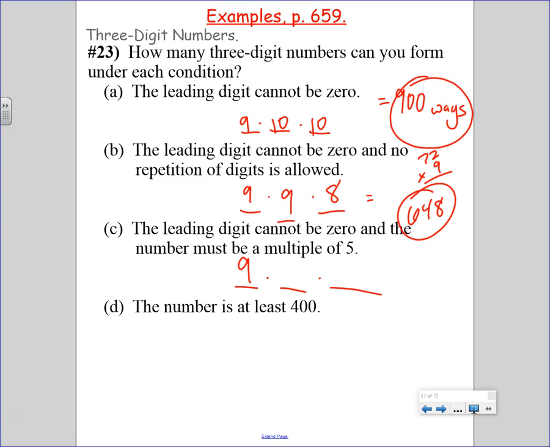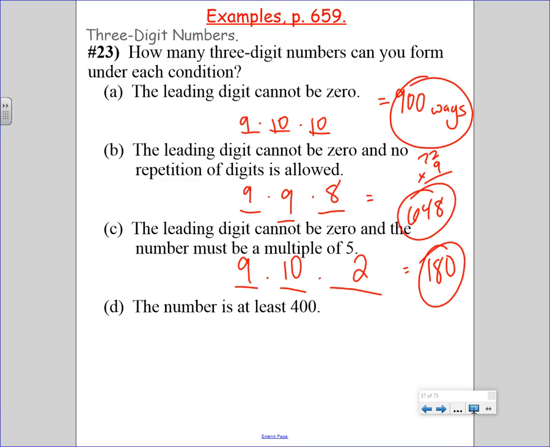Why 10? Oh, this doesn't matter with the multiple of 5? Okay, so then what goes in the last blank? Because what can a number end in and still be a multiple of 5? 0 or 5. There are only 2 options for that last blank. Does that make sense? So then you would multiply that one out. That one's easy. That's just 180, right?